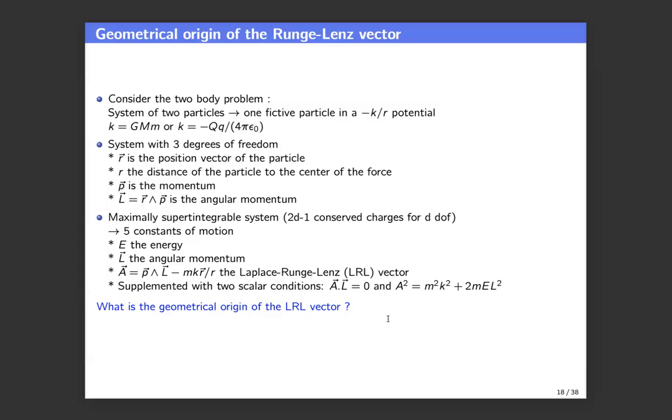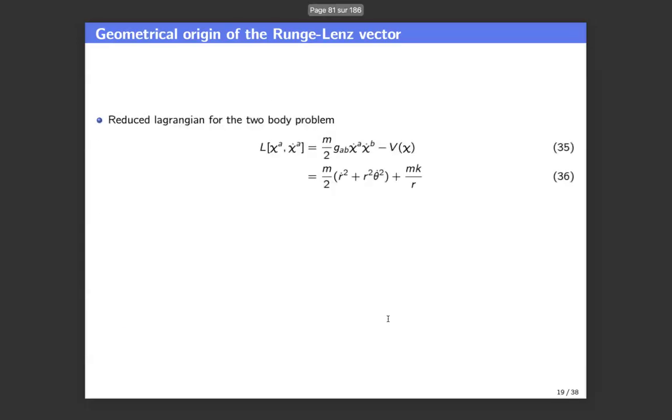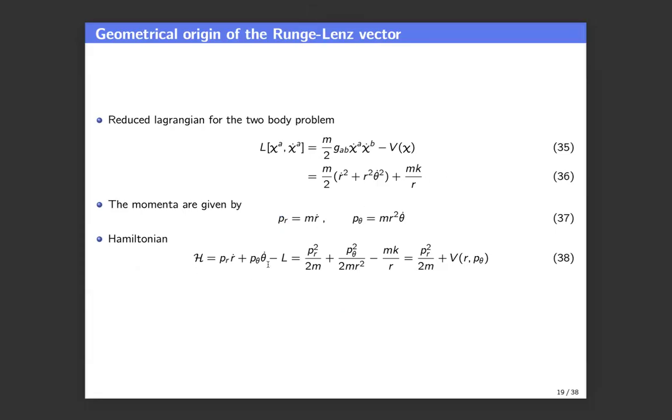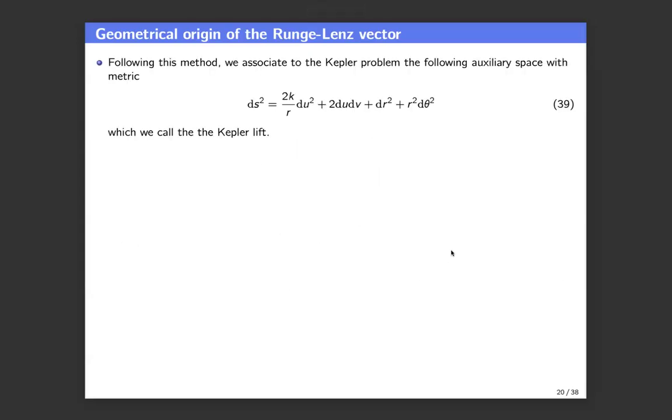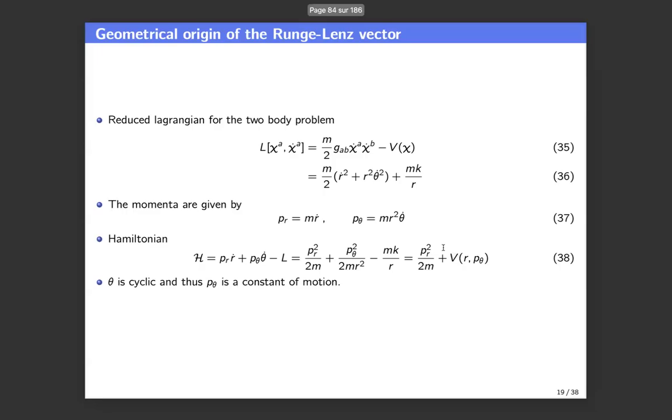So obviously what you can do is to apply the Eisenhart-Duval lift method that I just showed you. The reduced Lagrangian for the two-body motion, so for the fictive particle in this 1/r potential, is given by something like this, okay? Then you have the two momenta P_r, P_theta. You have the Hamiltonian, which is given by this. Theta is a cyclic variable, so P_theta is a constant of motion. And now you want to apply this to the system. So recall that we have this: this is the potential, this is the kinetic part.